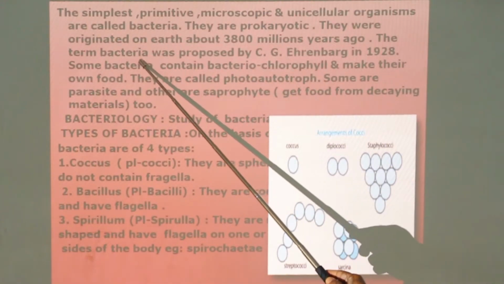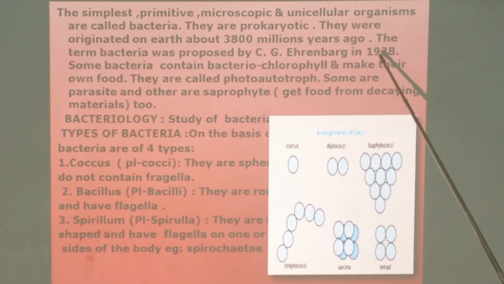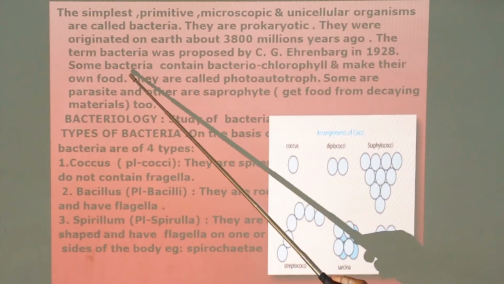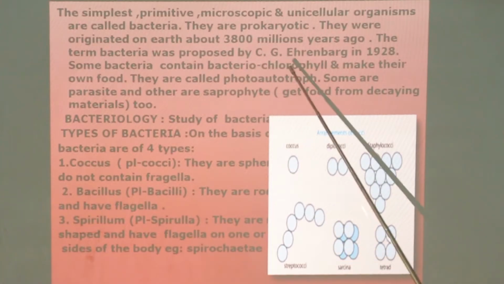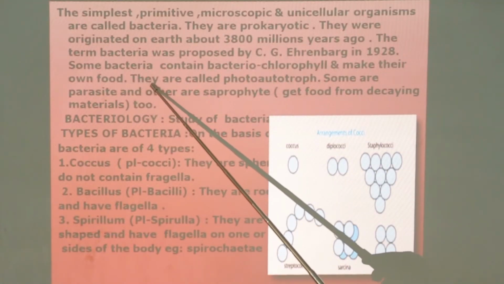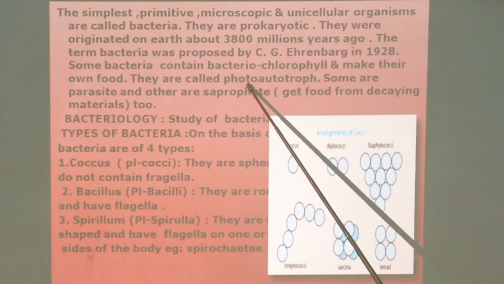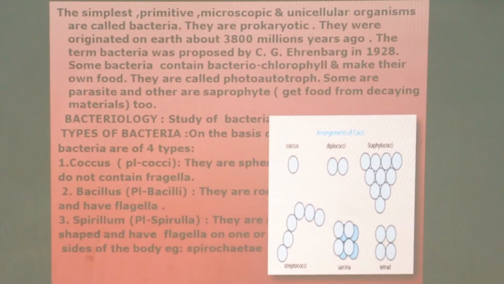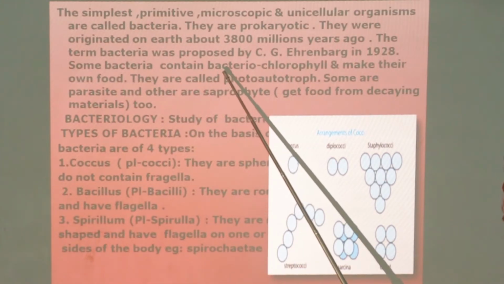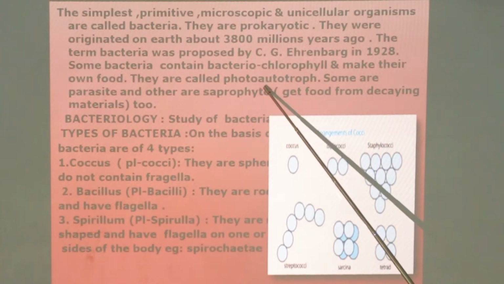The term bacteria was proposed by C.G. Ehrenberg in 1828. Some bacteria contain bacteriochlorophylls and make their own food. They are called photoautotrophs. Photo means light, autotrophs means make their food by themselves. So those bacteria which have bacteriochlorophylls can make their food by themselves.